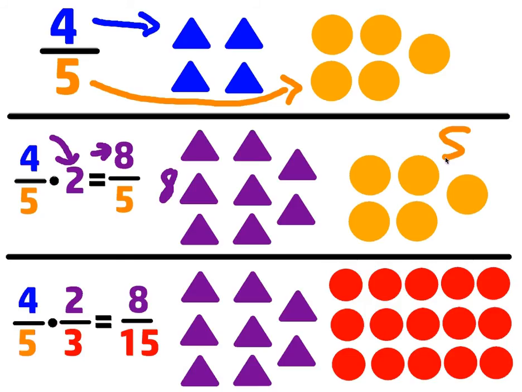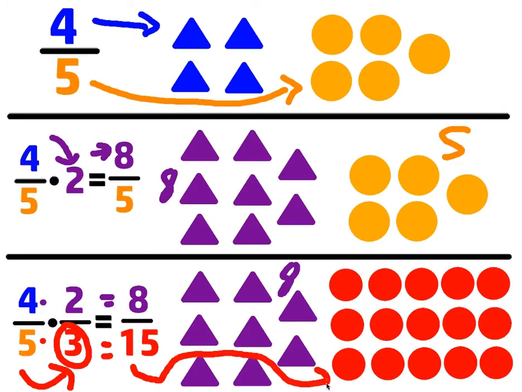But if we take 4/5 and multiply by 2/3, 5 times 3 gives you what? 15. So on top of the fact that you did the 4 times 2, which gave you 8 triangles, you now have 15 circles. And again, like I mentioned before, you're probably not going to see that. I wrote some of that off of the page here. Anyway, this 15 gives you the number of circles.